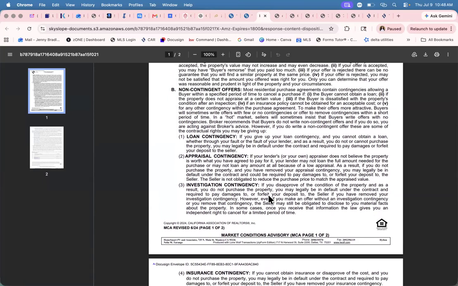So here is something that I do as a listing agent. I actually have all of these. I have a listing coming up next Wednesday.